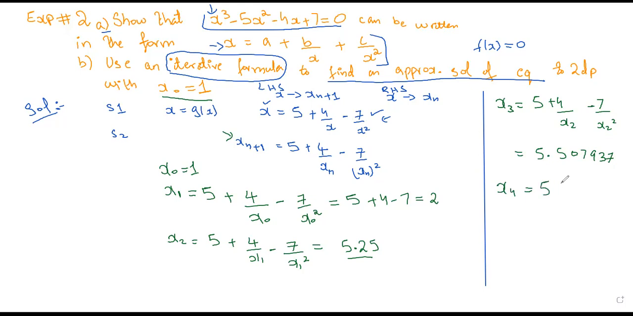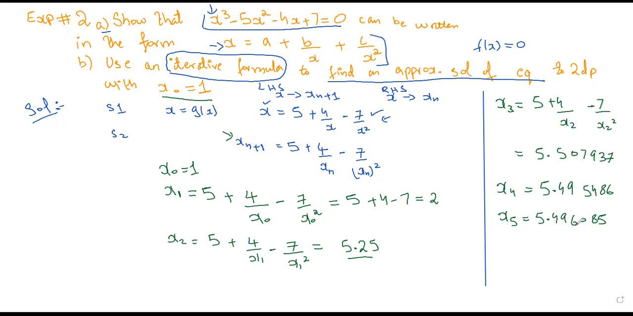0.49. Very good. 5486. Excellent. Okay, and x5 would be 5.496085.